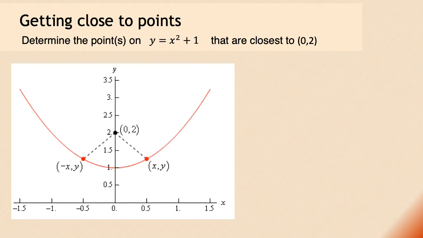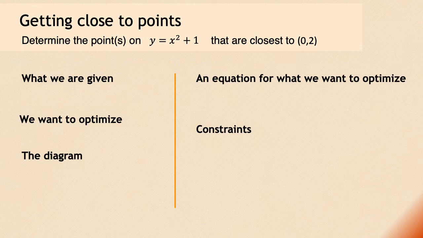This is example 4. I think we're on example 4 for optimization. This problem is a little different from the others in that we are given the equation of a parabola, and you can look at the figure there, and we're asked to find points on the parabola that are closest to the point (0, 2). So we're going to set up this problem in a similar way, but the equations that we want to optimize are going to be a little bit different than our geometric equations.